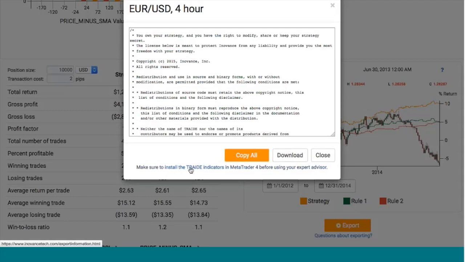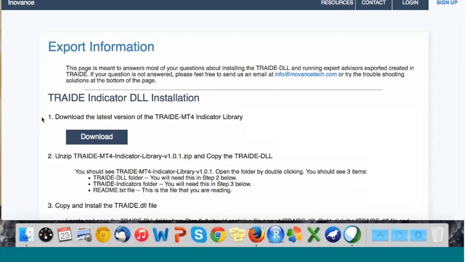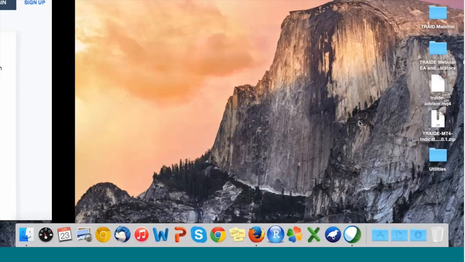So we're using TRAIDE-MT4. Are either of you guys familiar with that? Yeah. Okay, great. So yeah, we built a MetaTrader 4 DLL with TRAIDE-MT4 that you can use both in Trade and in your own trading. If you'd like, I can step through the installation process. If not, we can go straight to MetaTrader. It's pretty straightforward. You just download the file and put the DLL and indicators into the directory. So I'm not sure if we need to step through that.